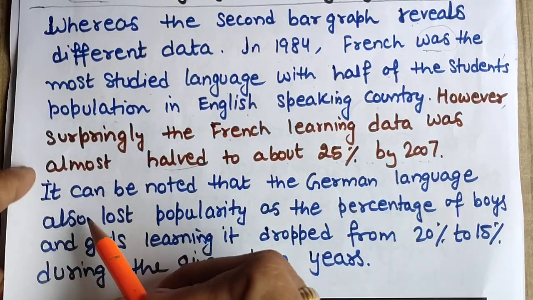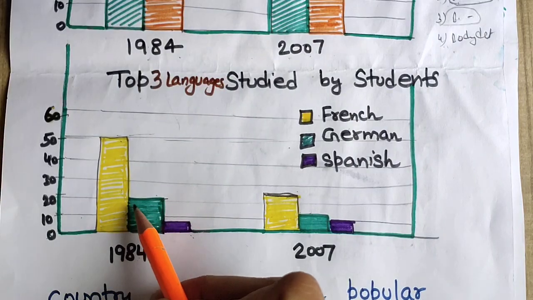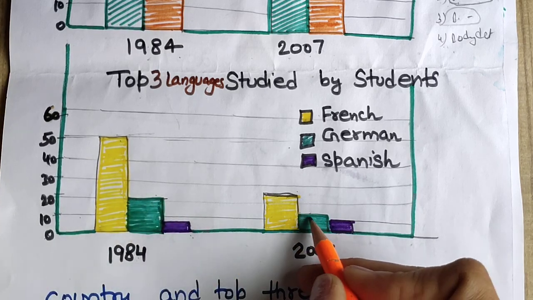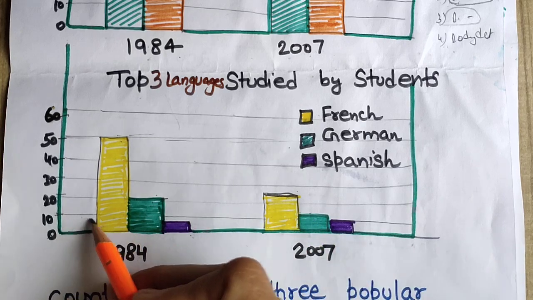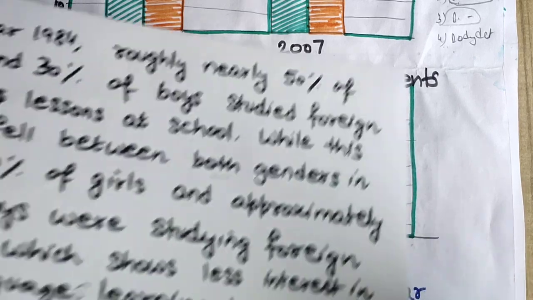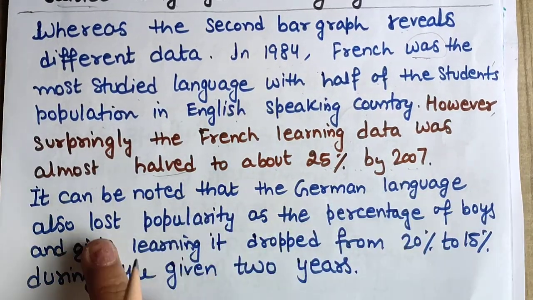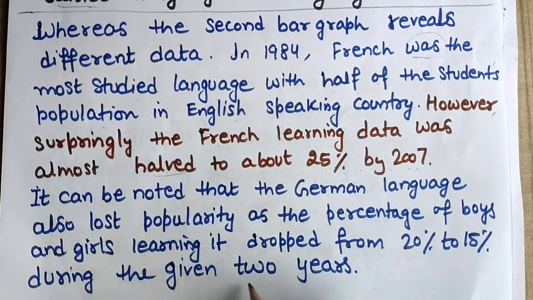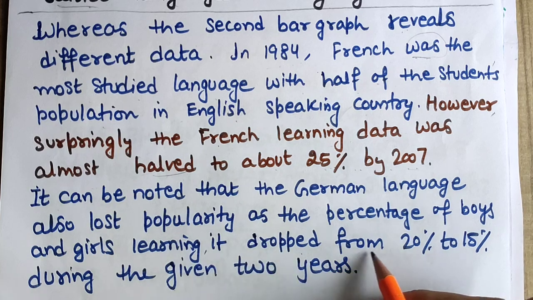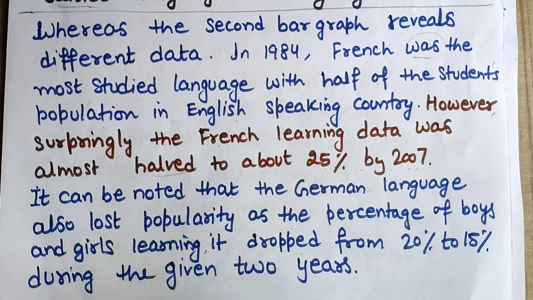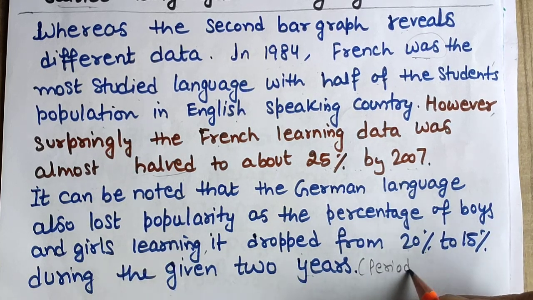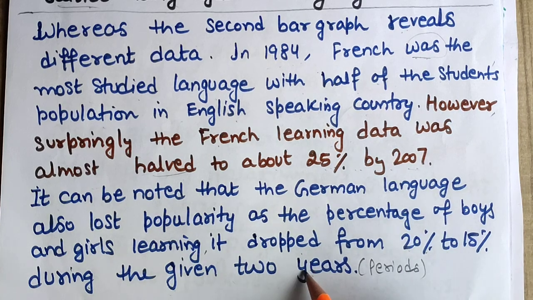So, next, we will talk about the German language. It was 21%, just about 20%. And in the next year, you can see, it is just 12% or above 10%. So it can be noted that the German language also lost popularity as the percentage of boys and girls learning it dropped from 20% to 15%. During the given two periods, or years, you can write here. Anything you can use. If years are coming too much, then we can cut this and write periods over here.